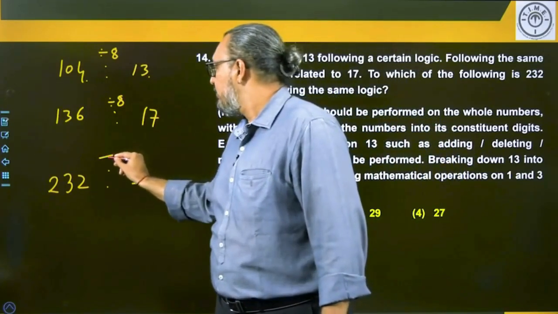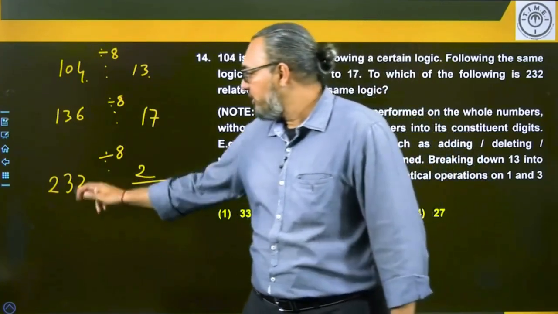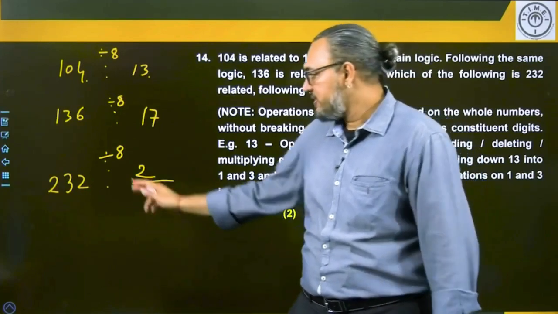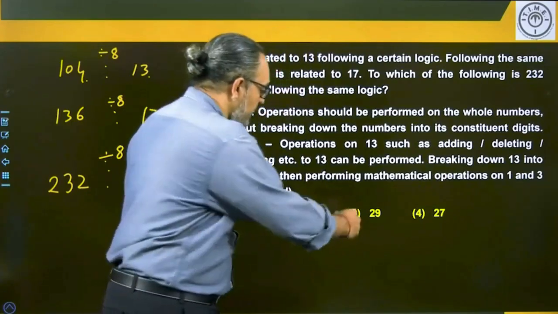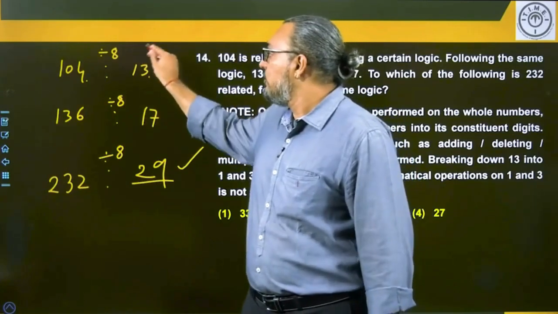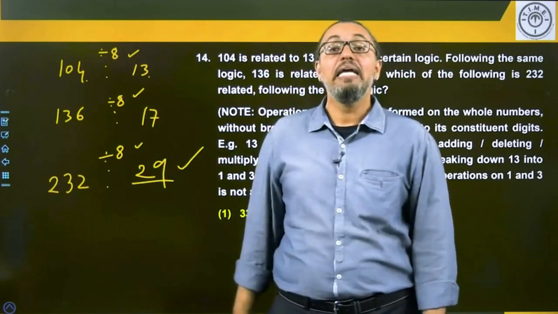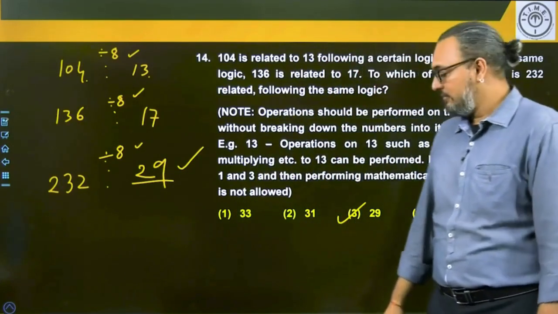8 goes 7 times 56. Now, here also you divide by 8. So, you will get 8 goes 2 times 16, correct? Now, 23 minus 16, you have 7, 72. So, 8 goes 9 times 72. So, what is my answer? 29, and that is there in third option. So, that is how we look at. So, the logic is divide by 8. Yes, understood the point? Okay.